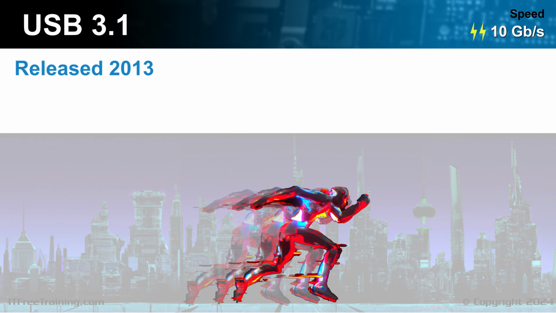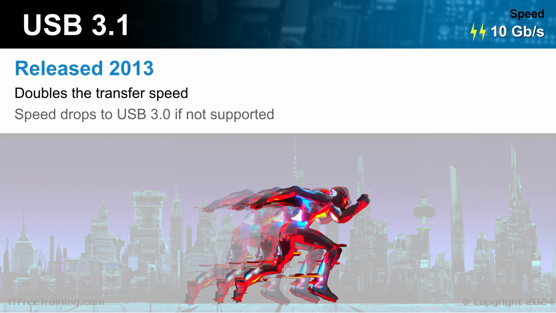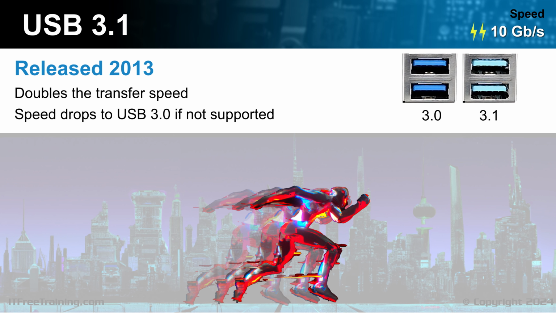The next version of USB released was version 3.1 in 2013. USB 3.1 doubles the speed of USB 3, making it 10 gigabits per second. It still uses the same connectors as USB 3. If USB 3.1 is not supported, the speed drops to USB 3 speed. Since USB 3.1 uses more bandwidth, there may be a limited number of ports on a computer that support it. Usually, USB 3.1 ports are a lighter blue than USB 3 to make it easy to tell which is which. This may not always be the case, but they should at least be labeled.